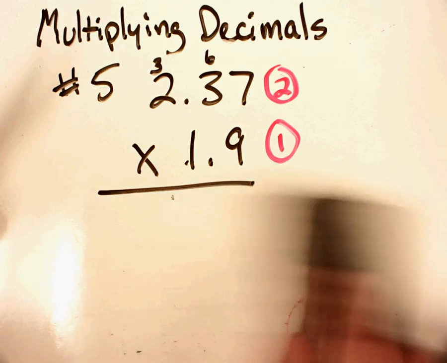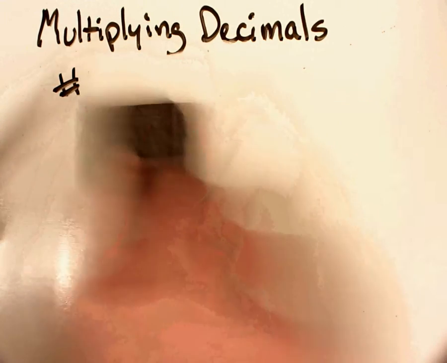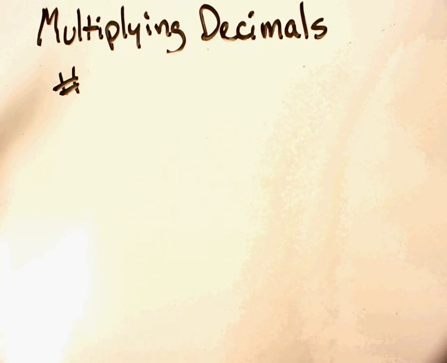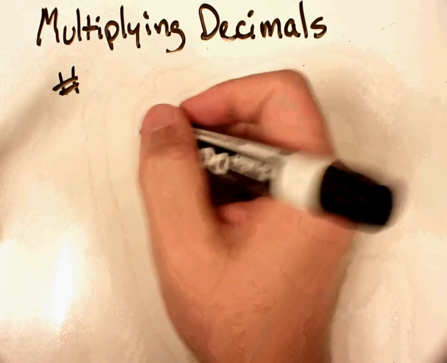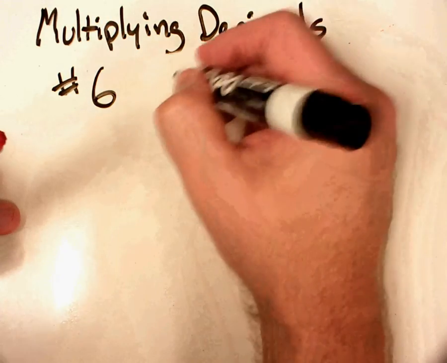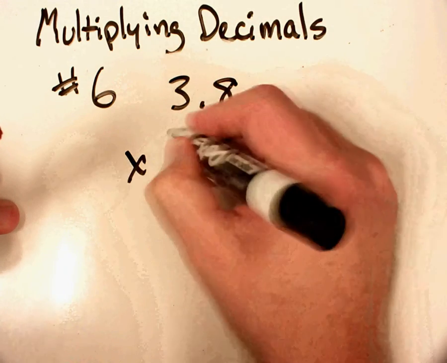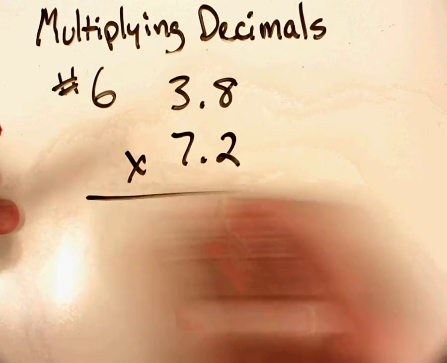All right, on to the last one on this video, I should say. If you're doing the companion assignment, you've got 12 more after this. Lucky you. All right, number 6. 3 and 8 tenths times 7 and 2 tenths.